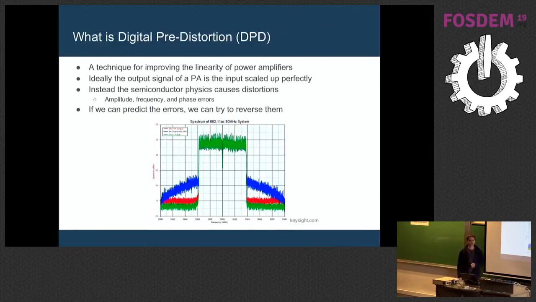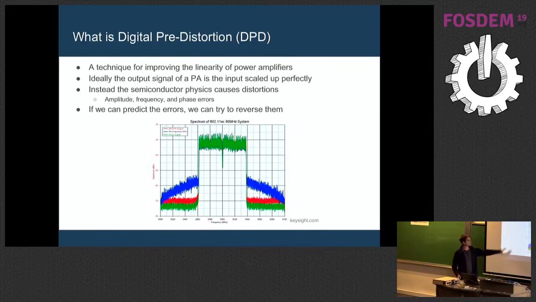So what is digital predistortion? It's a technique for improving the linearity of power amplifiers. Amplifiers in general and systems in general, but the biggest problem tends to be power amplifiers. Ideally, you have this amplifier and you want the output signal to simply be a larger version of your input. But semiconductor physics basically says you're never, ever going to get that. If you're operating at a low power, maybe you'll be close, but there's a lot of reasons why you want to get that higher power. So if we can try and predict the errors that occur in the amplitude, the frequency, and phase, maybe we can try and offset some of them.